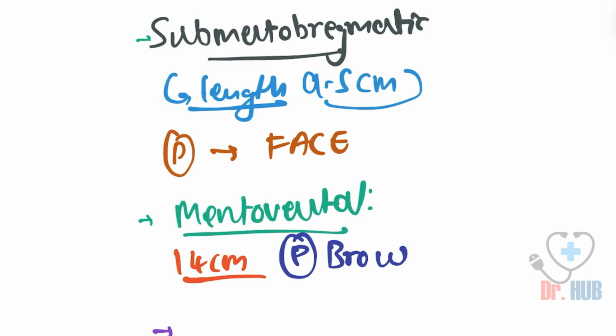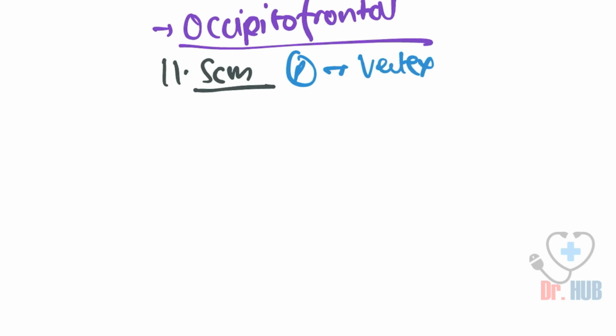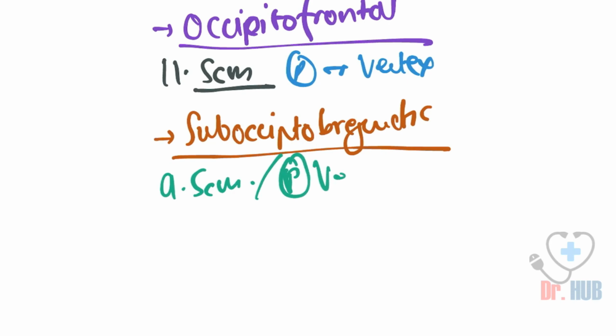Then the third one, we are looking at the occipito-frontal. So here the length is 11.5 centimeters. And what is the presentation? Presentation is the vertex. Next we look at the sub-occipito-bregmatic. What is the sub-occipito-bregmatic? So here the length is 9.5 centimeters and presentation is the vertex.